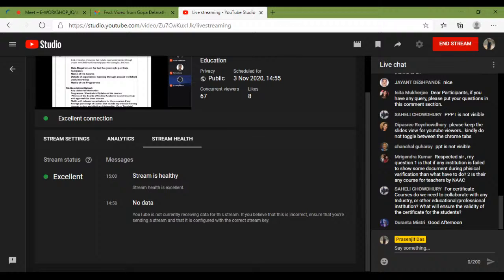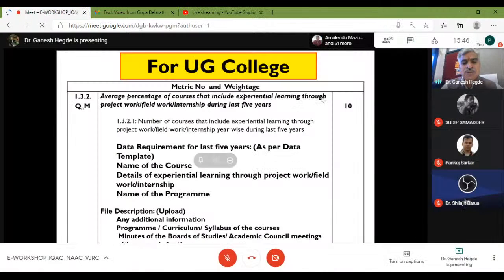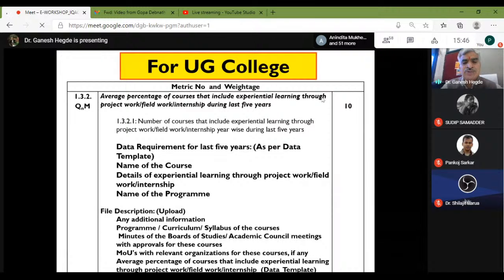You have to give which of the courses has experiential learning, project-based learning, field work, and internship. Not only just giving the number, you have to give the list of the students also. That is more important. Now, the field work and the internship: which internship, which student had in which year? Whether it is 2017, 2018, 2019, or 2020. So you have to give the whole documentary evidence. Unless you give the documentary evidence, the DVV will not consider it.